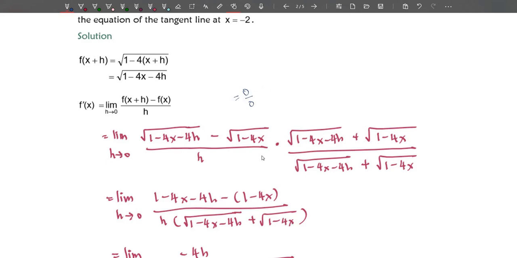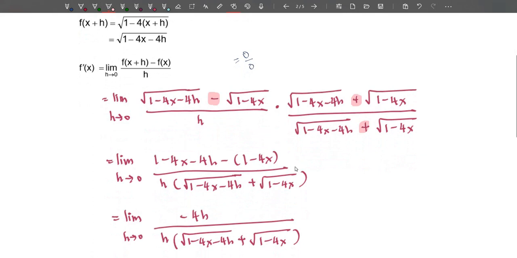That's why we need to multiply with the conjugate. Okay, since this is an indeterminate form, we need to multiply with the conjugate. Please remember, nothing changes inside the radical. We only change the sign for the second term. Since this is minus, it should be plus here. Next, expand, and hence we have this equation.